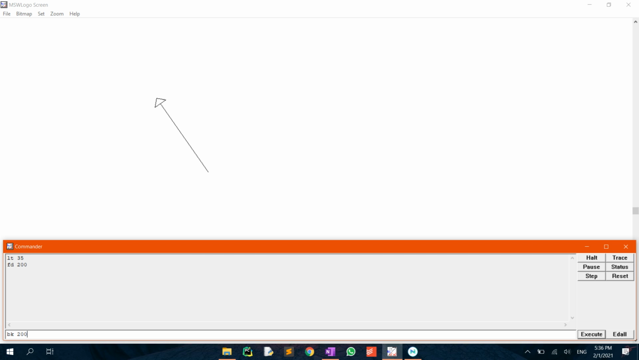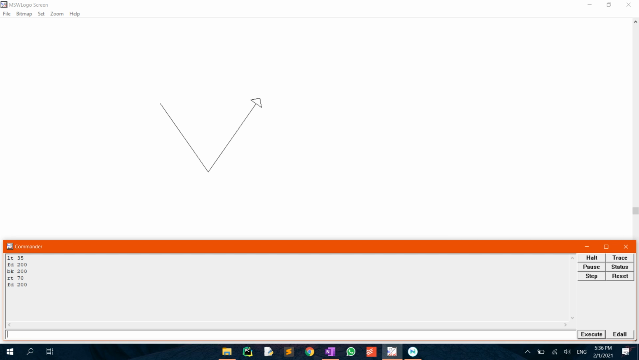Move the turtle to the starting position by typing in BK200, which moves the turtle backwards by 200 units. After that, rotate the turtle by 70 degrees clockwise, by typing in RT70. Lastly but not least, FD200, to draw the second and final side by moving forwards 200 units.